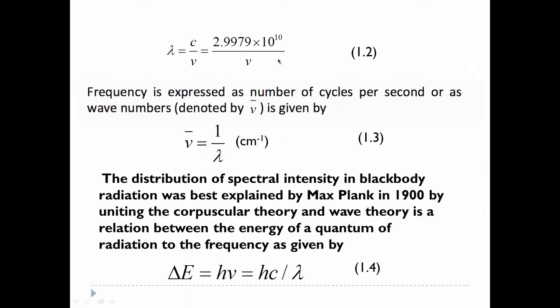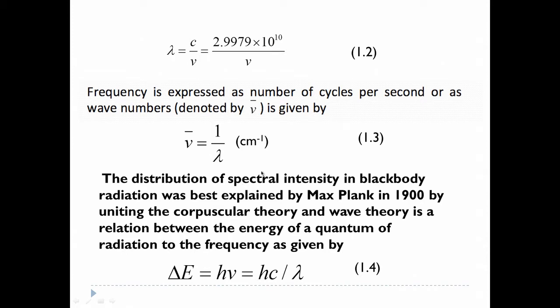Frequency is expressed as number of cycles per second, or it is also denoted by wave number, that is denoted by nu bar, written here, and the wave number nu bar is given by 1 over lambda, that is wavelength.